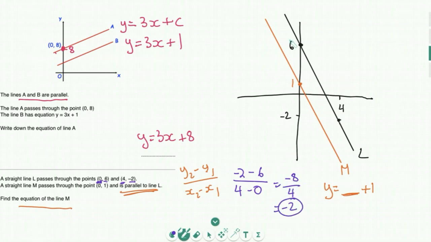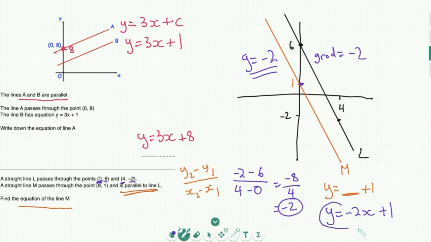So I know the gradient of line L is negative 2. And since line M is parallel, the gradient for line M must be negative 2 as well. So our equation is y equals, the gradient's negative 2, so negative 2x. And when I look at my picture, it crosses at positive 1. And this is our final answer.